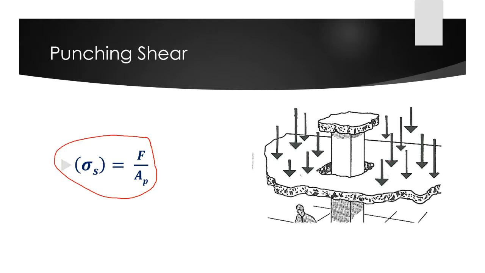Meaning to say, kanang na ay like we are nagadukduk ka sa isa ka object and it's punching through this area here. So that is what we call the punching shear.